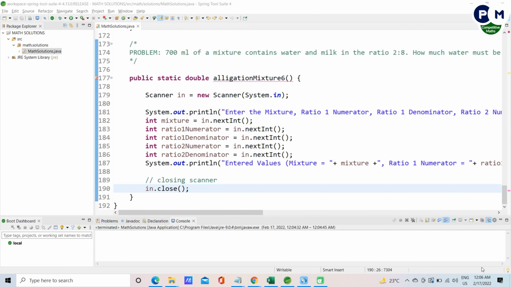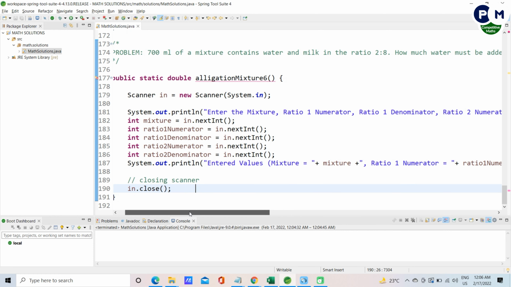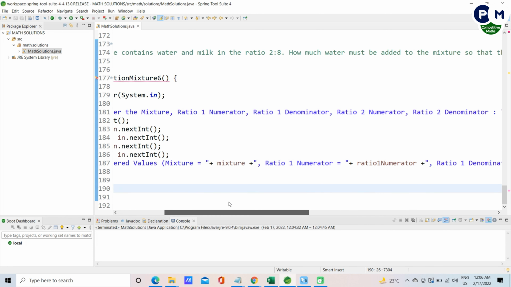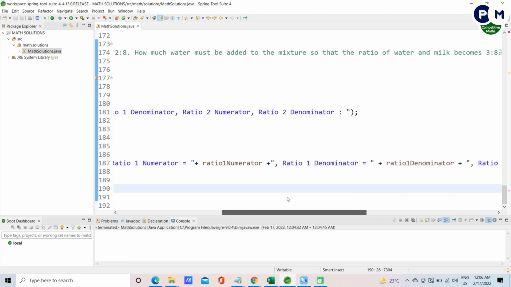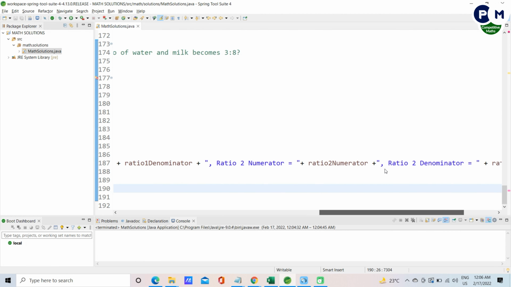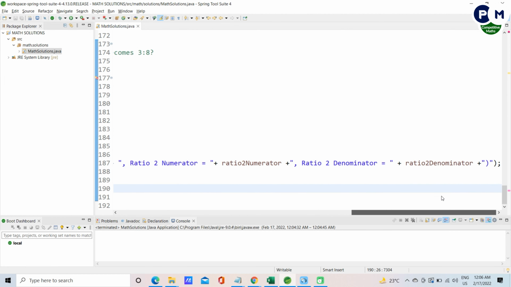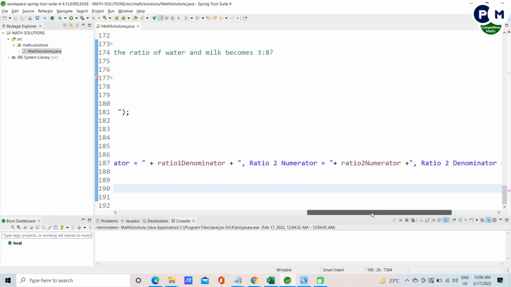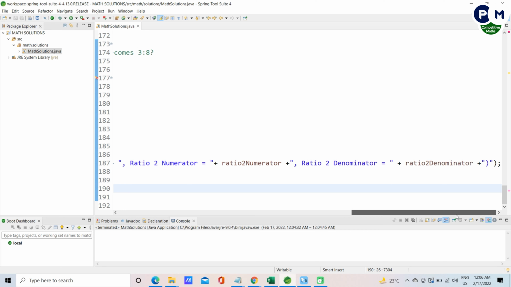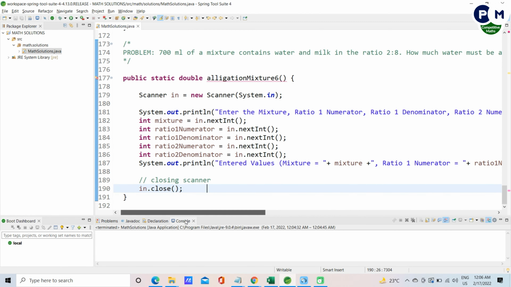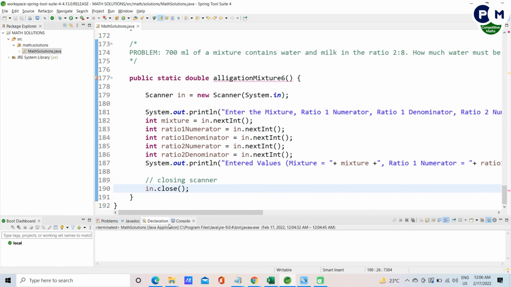Here is the problem statement. I am going to define a new method for determining the water quantity for earlier solved problem 3. I have used the Scanner class's object for reading the input values from the console. Next, the nextInt method reads the integer values one by one from the console. I have closed the Scanner object by calling the close method to avoid excessive memory usage and to improve the application's performance.